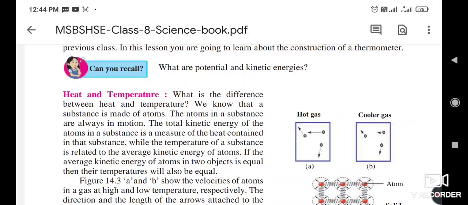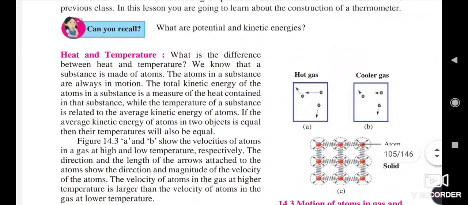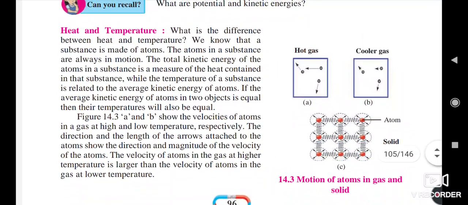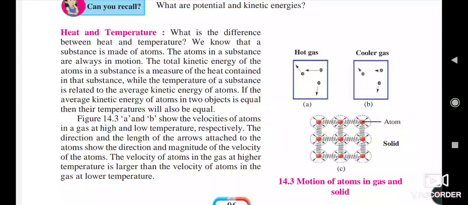Hello student, in the previous lecture we started a new lesson, that is measurement and the effect of heat. In the previous lecture we saw the different sources of heat. Today we will see the relation between heat and temperature, the differences between heat and temperature, and the different equipment for measuring heat.